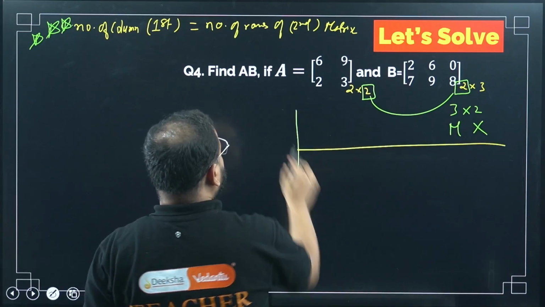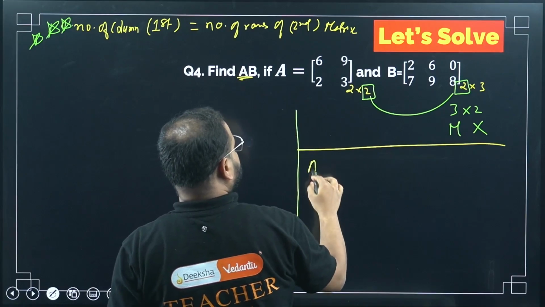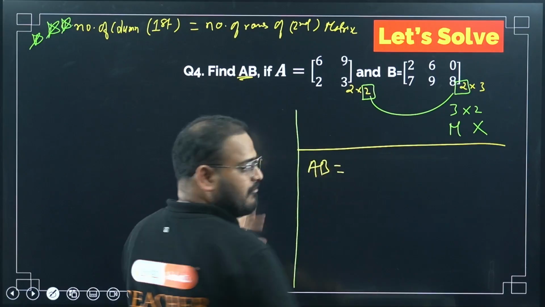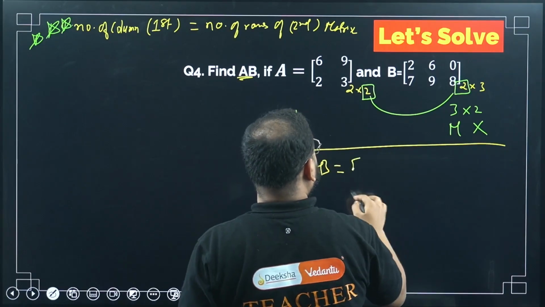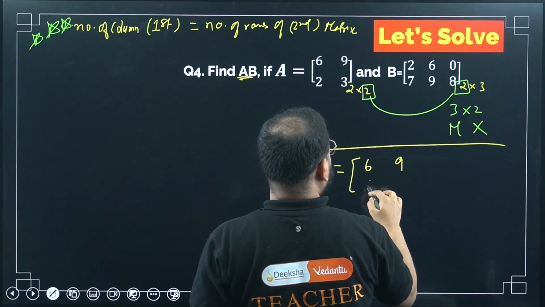So I'm multiplying AB, right? I have to find AB, so I'll write in that order only. First I'll write A: 6, 9, 2, 3.